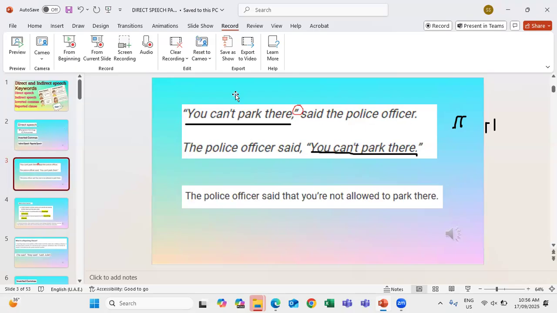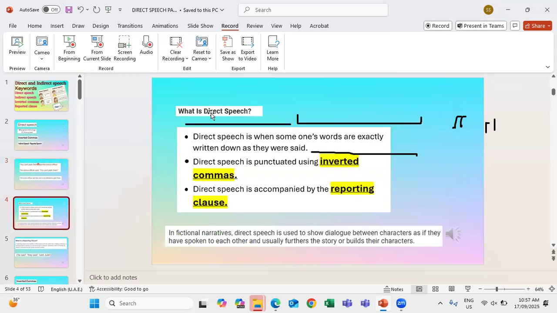Who said it? Who said these lines? Who said this sentence? This direct speech is said by the police officer. So this part is known as the reporting clause. Now again, as we understand what direct speech is: direct speech is when someone's words are exactly written down as they were said, or the exact words spoken by somebody. Direct speech is always punctuated using inverted commas, and direct speech is always accompanied by a reporting clause.